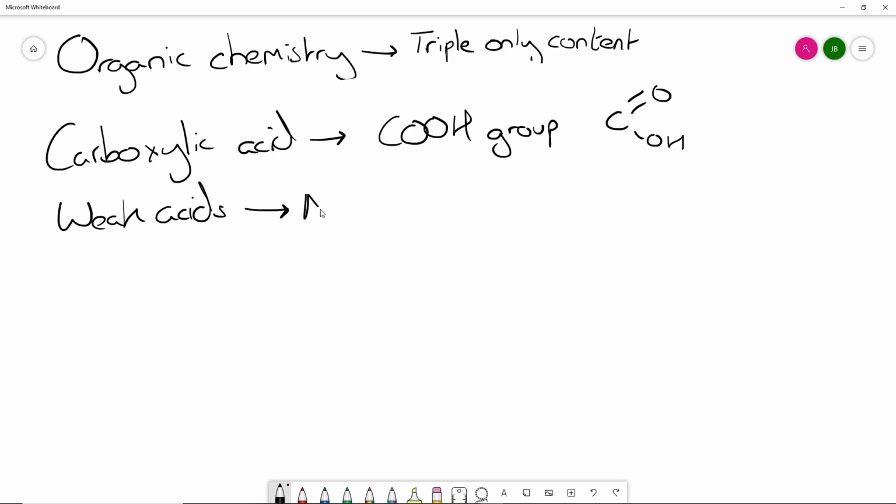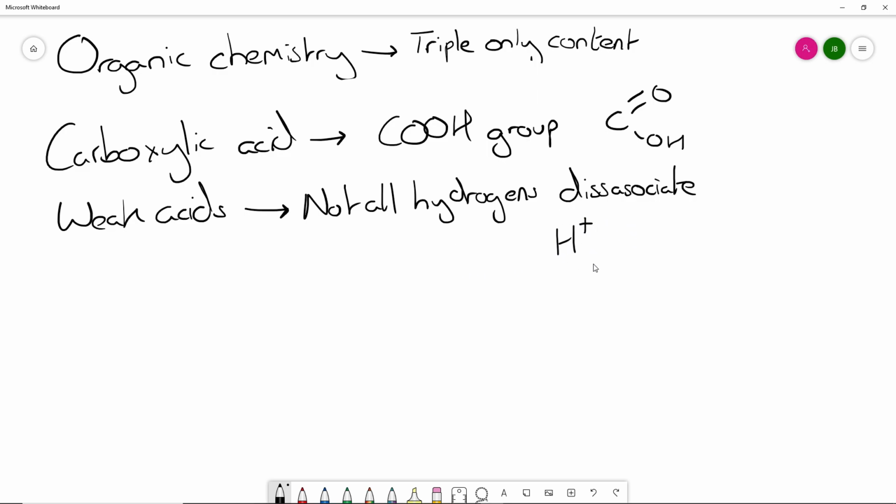And this is because not all the hydrogens dissociate. I don't know if I spelled that right. Dissociate, so that means that we only get some H+ acidic ions floating about, not a lot. Whereas in something like HCl, all of them separate into H+ and Cl-, and that is our acidic ion. Weak acids like carboxylic acids, not all of them dissociate. Now, let's go on to some of the reactions.